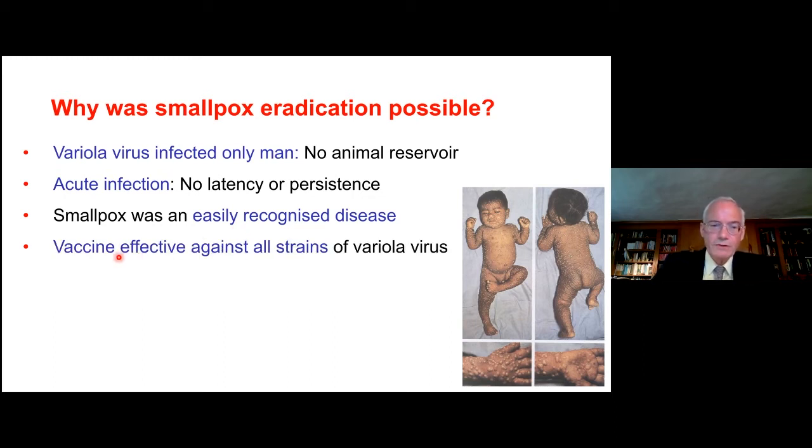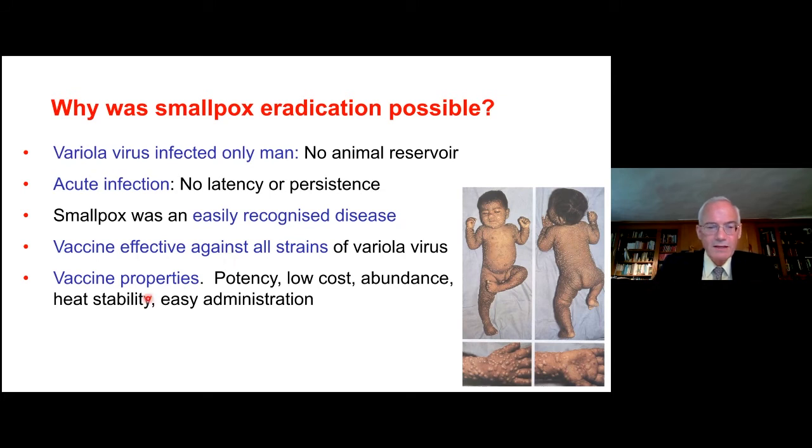And the vaccine produced was effective against all strains of variola virus. Variola was not able to undergo antigenic variation like influenza or hepatitis C do, and therefore it could not escape the immunity from prior infection or from vaccination.